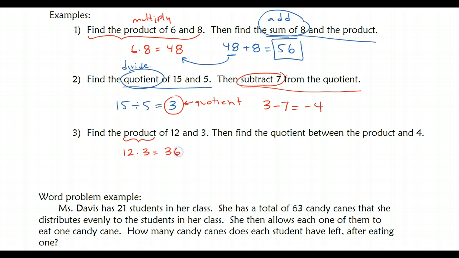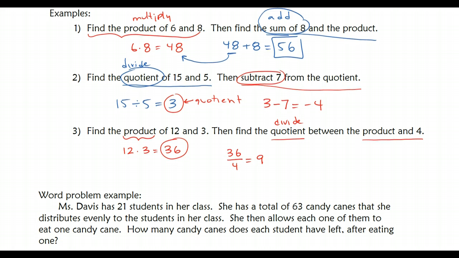The product is 36. The second part of this question says to find the quotient between that product and the number 4. So here it's asking me to divide. I want to find what the answer is when I take the product, that 36, and I divide it by 4. So 36 divided by 4 gives me 9.